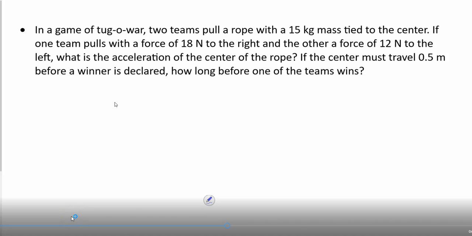So in this example, we're going to consider not just a single force, but more than one force. We have to remember that when we deal with Newton's second law, it's the sum of the forces that is equal to the mass times the acceleration. And when we sum forces, we have to add them like vectors.